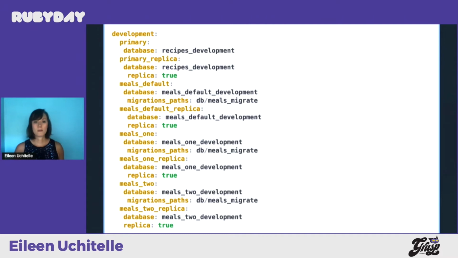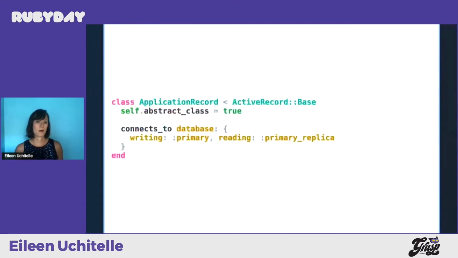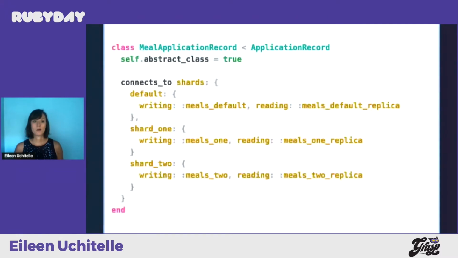The only thing we need to do is to set up our connection classes. The primary connection for our application is used for models that inherit from application record. We need to update the existing application record to be aware of both connections by using the connects_to API. Additionally, we need to implement a new abstract class for our sharded models. Now, any model that inherits from meal application record will use these databases rather than the primary. And that's it. That's all your application needs in order to use multiple databases.